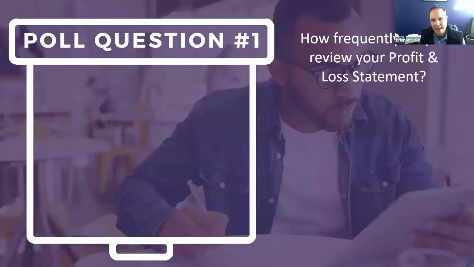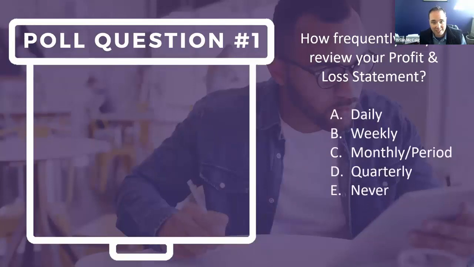The question is, how frequently do you at this point review your profit and loss statement? You may say daily, weekly, monthly, or every period, quarterly, or never. I'm going to give everybody about 20 seconds to get this in, and then like usual, I will share the results and we'll talk about those results at the end too.